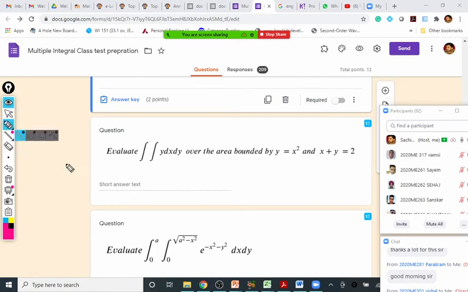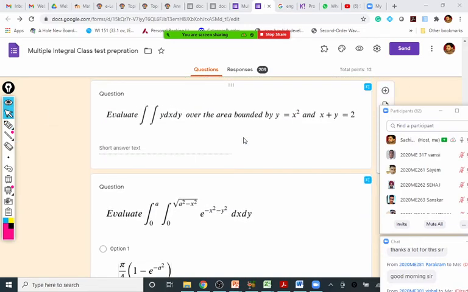Second question is evaluate the double integration y dx dy over the region bounded by y equal to x square and x plus y equal to 2. Now for this question, the diagram is required. So don't answer blindly, you should do some calculation and then answer. So first of all, we should draw these curves.